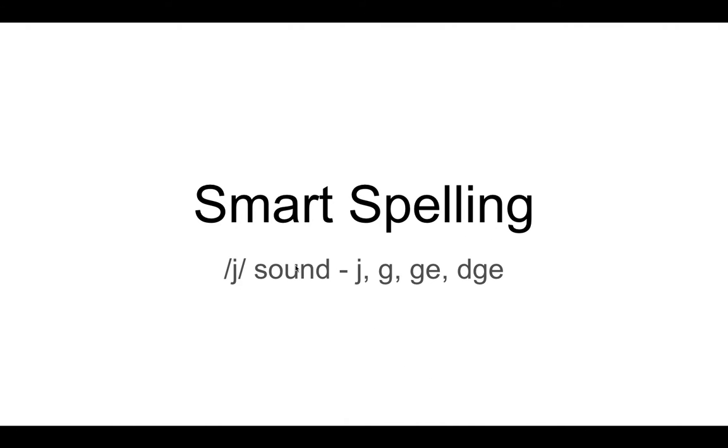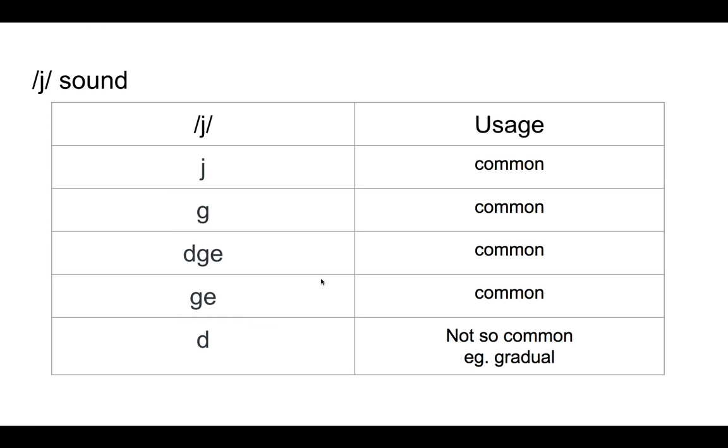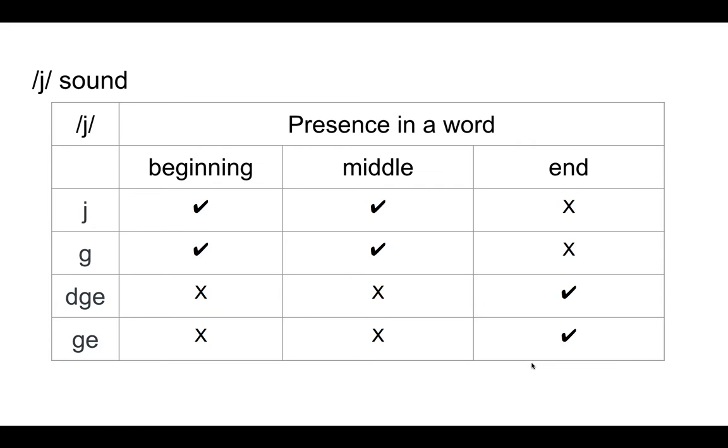Smart spelling: the J sound. This sound could be written using the letter J or the letter G, using the trigraph DGE or the digraph GE. These are commonly used, but the letter D could also be used for the J sound, though this is not so common. For example, gradual.